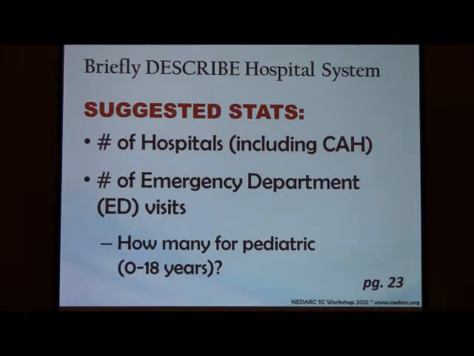Okay. So these are some of the suggested statistics that were in the FOA, as Tony mentioned. The number of hospitals, and it does say to include critical access hospitals, and the number of emergency department visits and how many of those were for pediatrics. And in the FOA, it does say pediatrics are 0 to 18 years. So where would you find this information?